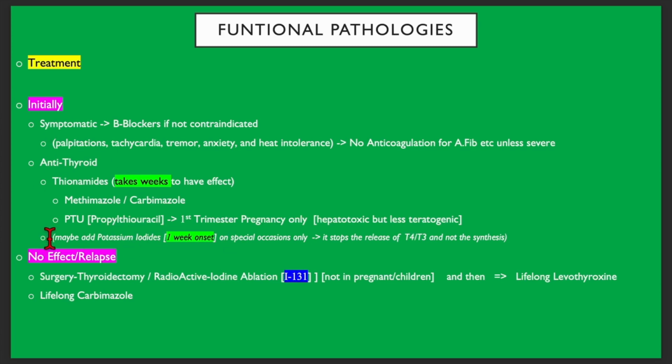And if we don't have an effect with these thionamides, then we can do some surgery or radioactive ablation. We said with the 131 iodine. Don't use the radioactive ablation in pregnant women or children. We prefer surgery in these two patients. And then, since the thyroid is still not there, we can use lifelong levothyroxine.